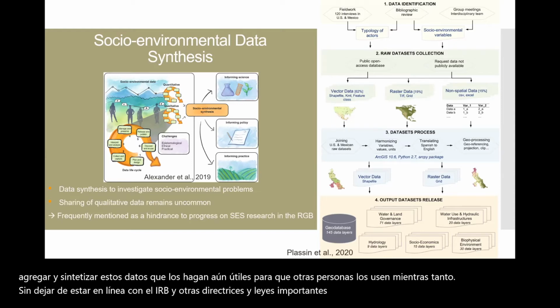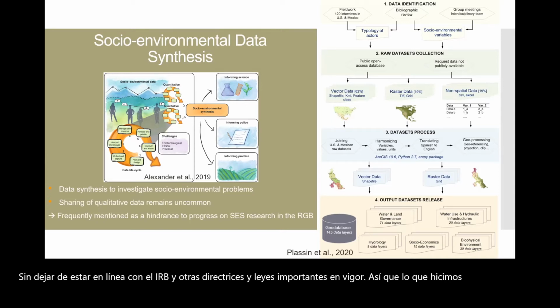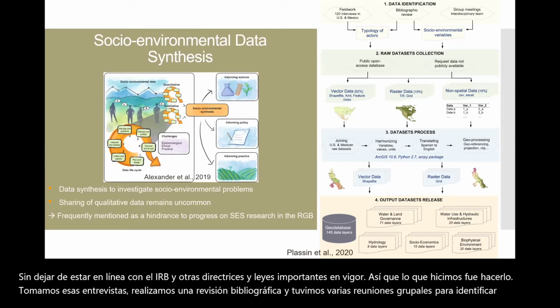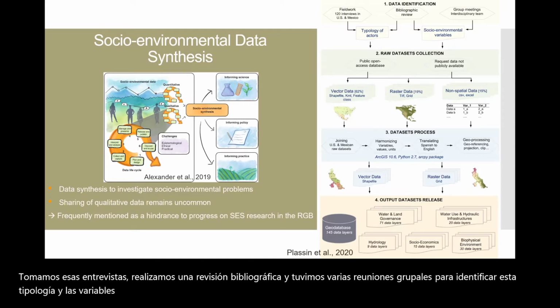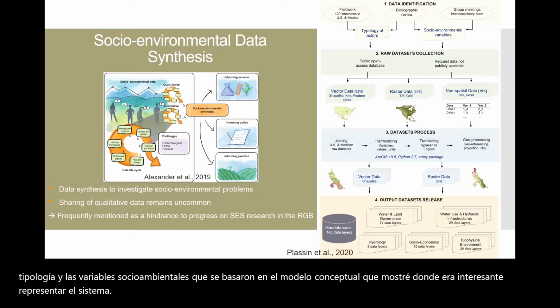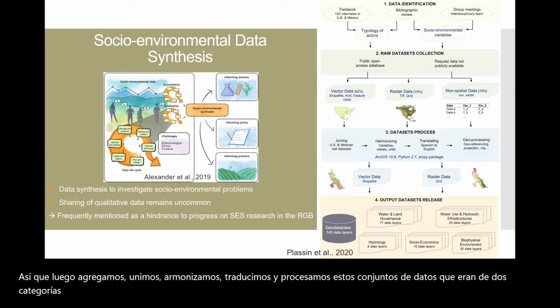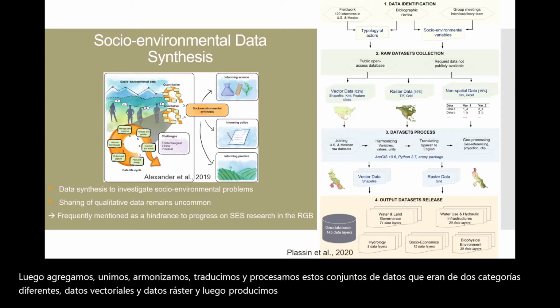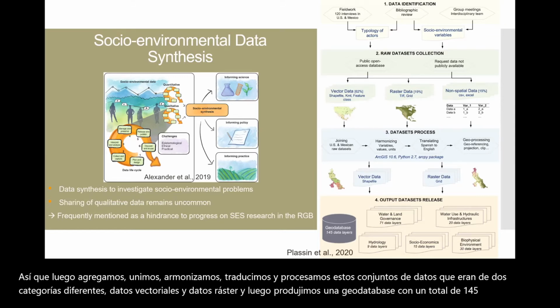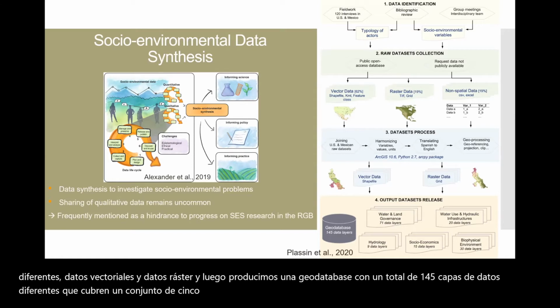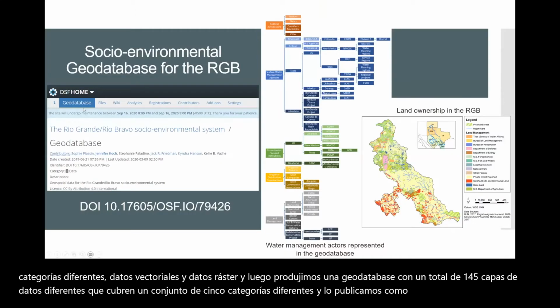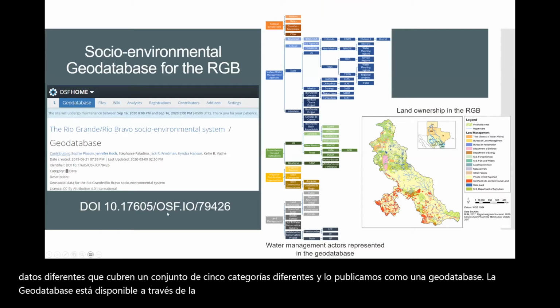So what we did was we took those interviews, conducted a bibliographic review, and had several group meetings to identify this typology and the socio-environmental variables that, based on the conceptual model that I showed, were interesting to represent this system. So we then aggregated, joined, harmonized, translated, and processed these data sets that were of two different categories, vector data and raster data, and then produced a geodatabase with a total of 145 different data layers covering a set of 5 different categories, and published that as a geodatabase. The geodatabase is available through the Open Science Framework. I have the DOI listed here.